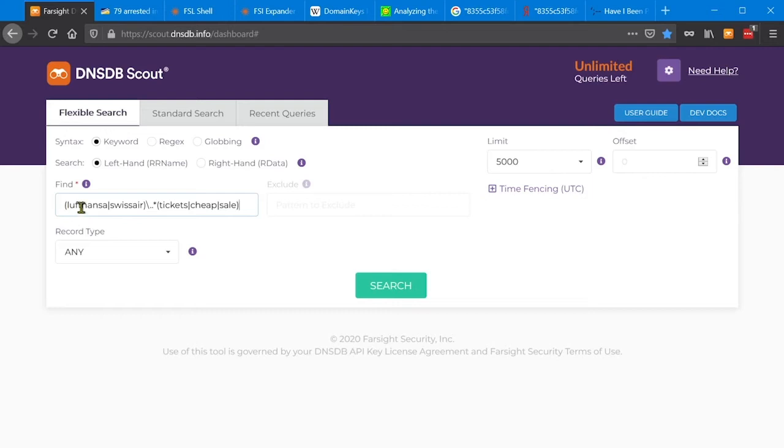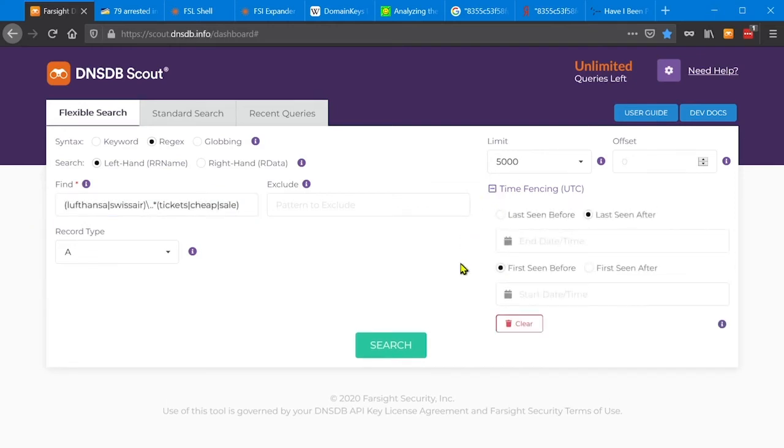We will be looking for, let's say, two of these airlines, part of Star Alliance, Lufthansa or Swiss Air, and we will be looking for host names which would contain either of these, with tickets or cheap or sale in their host names. And this definitely would be a regular expression, as you can see. And we will be looking back through our oldest and largest passive DNS database in the world.